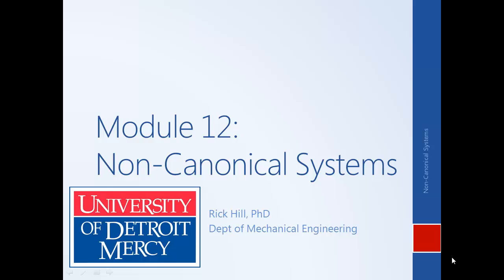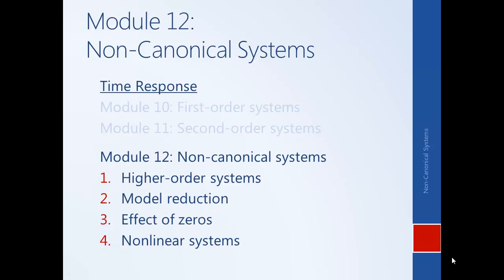In this module, we will discuss systems that don't have the form of a standard first order or standard second order system. In the past two modules, we've been discussing what we term time response analysis. And in the first two modules in particular, we examined what we call first order systems and second order systems. In Module 12, we will address systems that don't have these standard forms, in particular higher order systems, that is, systems that have more than two poles, systems with zeros, that is, that have S terms in their numerator, and even nonlinear systems.